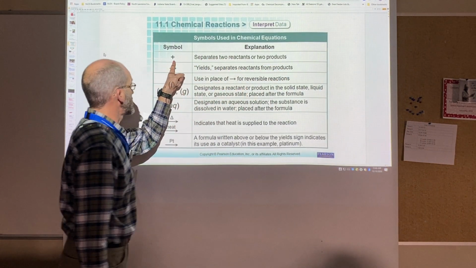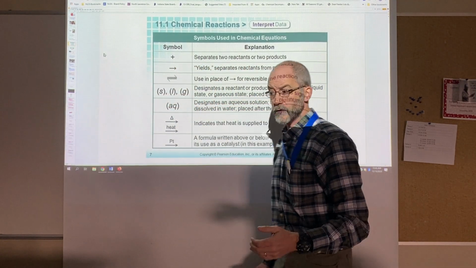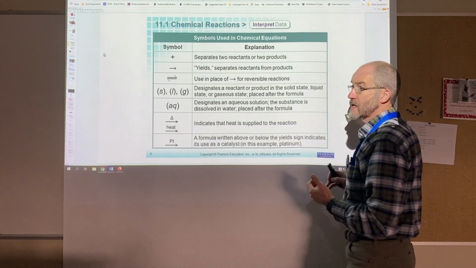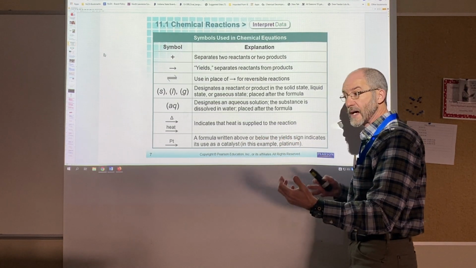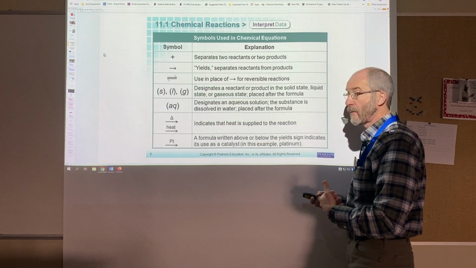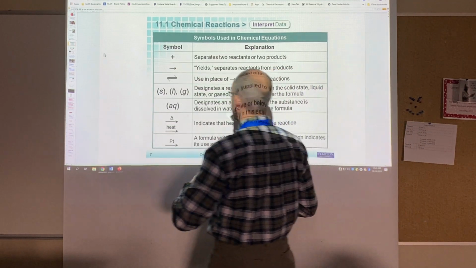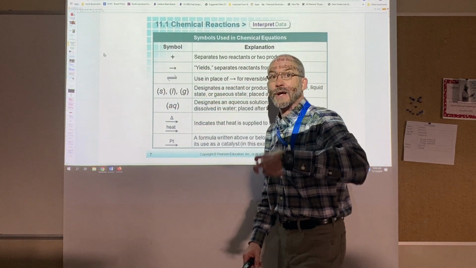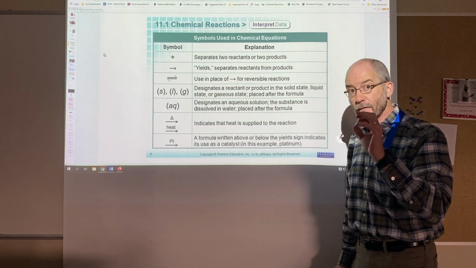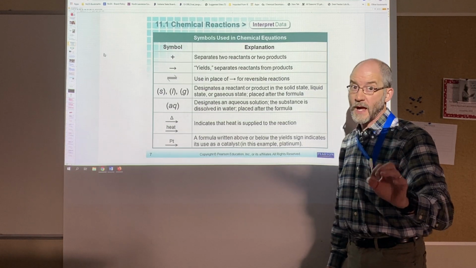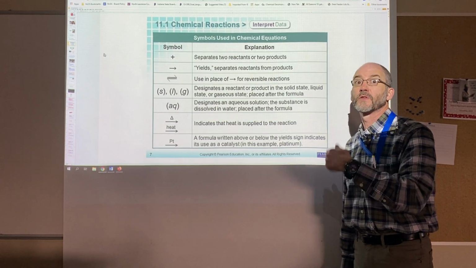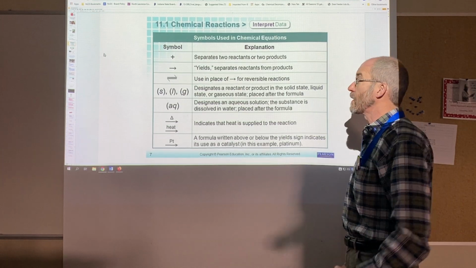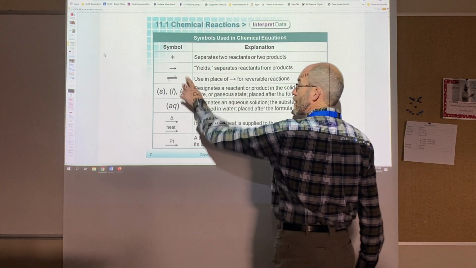Let's talk about this plus sign. Well, what is a plus sign going to do? We're going to use a plus sign to separate our reactants, and we're going to use a plus sign to separate our products if we have multiple reactants and multiple products. What about this arrow? Well, typically that arrow means yields. Remember, this is a reaction that is taking place, and by virtue of being a chemical reaction, what you have at the end will be different than what you had at the beginning. That's one of the hallmark traits of a chemical reaction, okay? So the arrow would be yields.